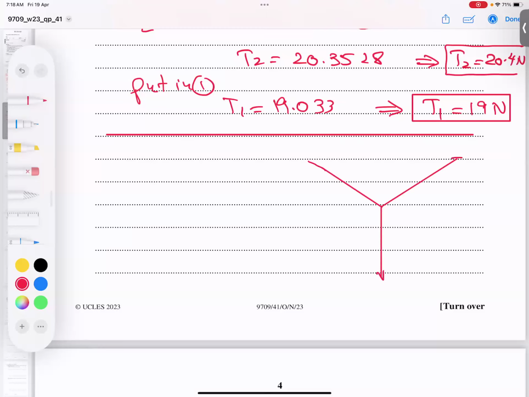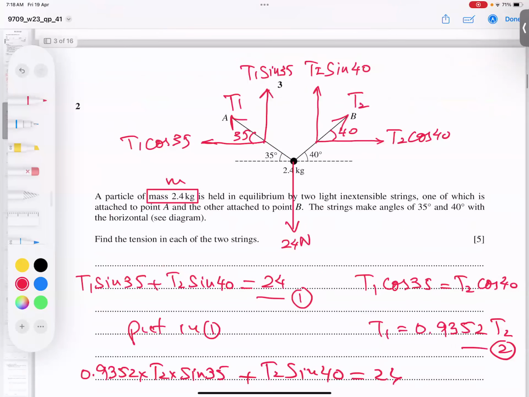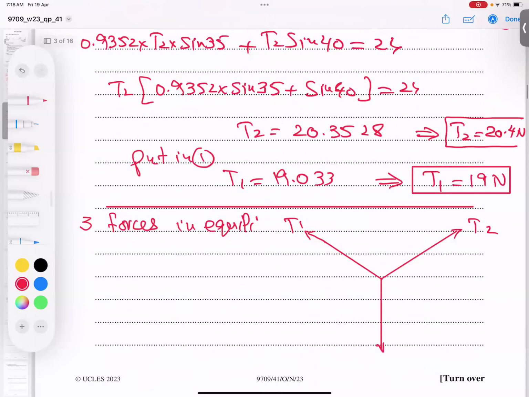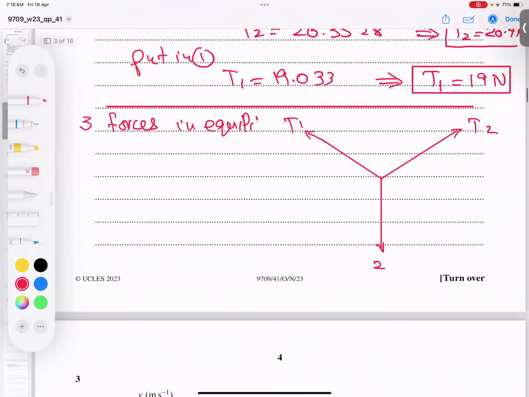Lami's rule is applicable in 2 situations: 3 forces acting in equilibrium. So it is acting. First force is tension 2, here tension 2, here tension 1. This is 24 newtons.